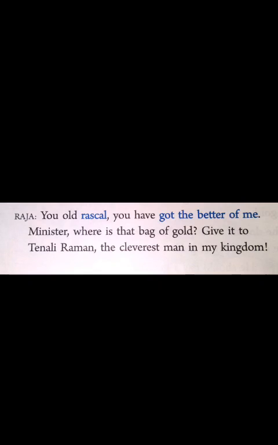Children, here we complete one of the humorous stories of Tenali Raman. Hope you must have understood the story. Read the chapter from the textbook properly. Go through the meanings given below there.